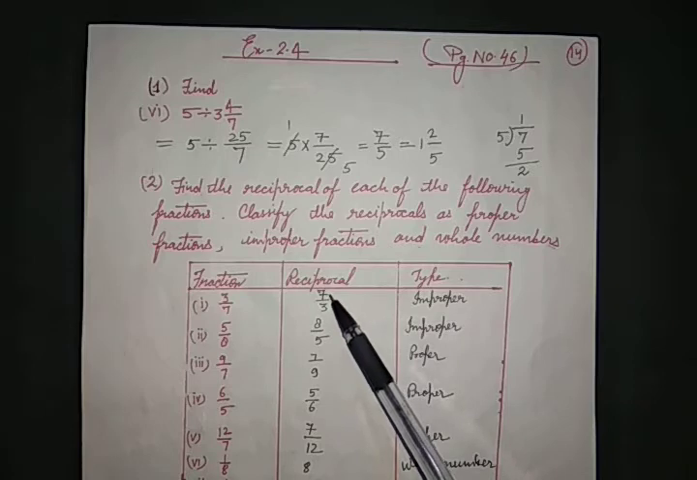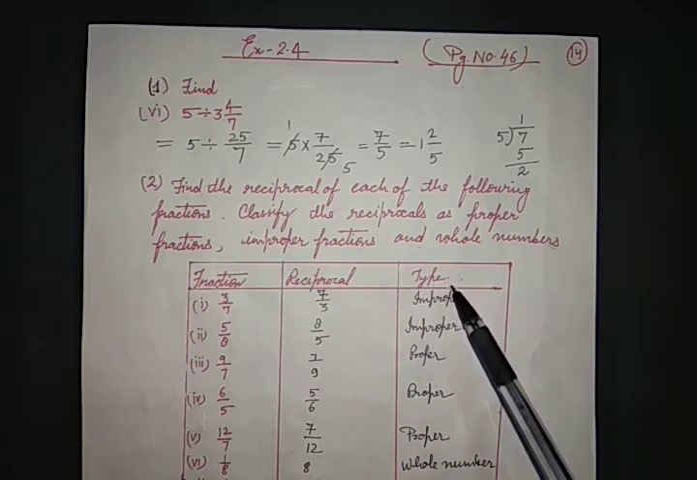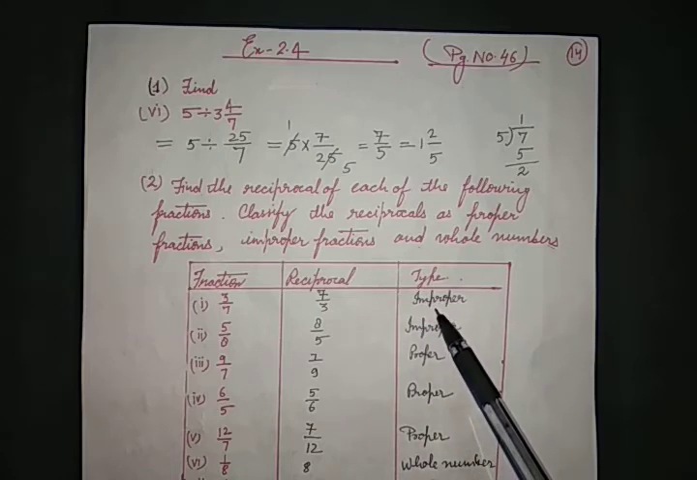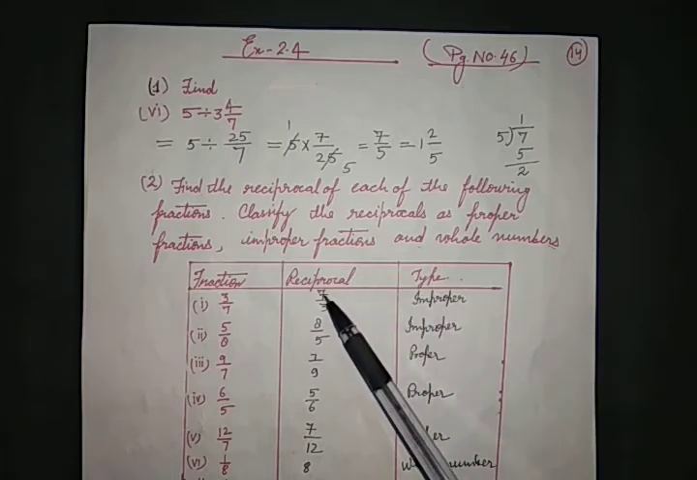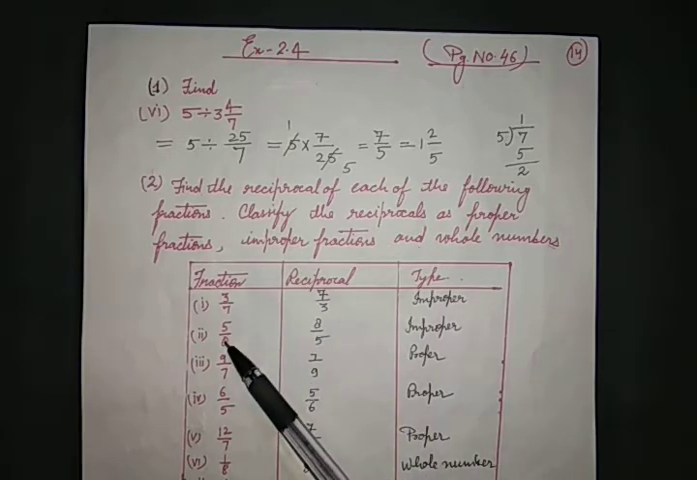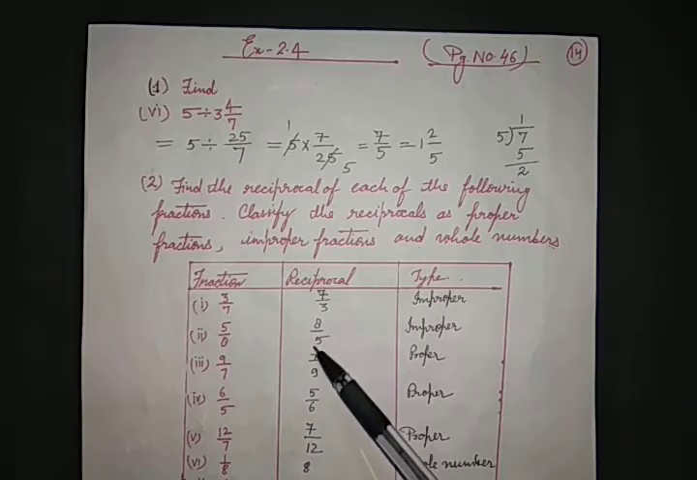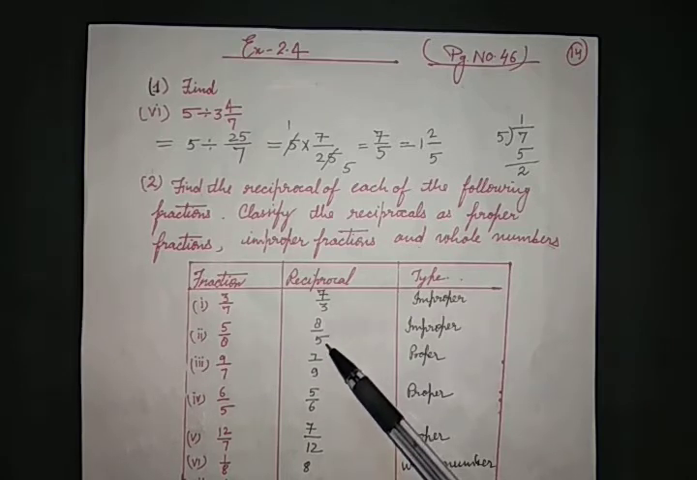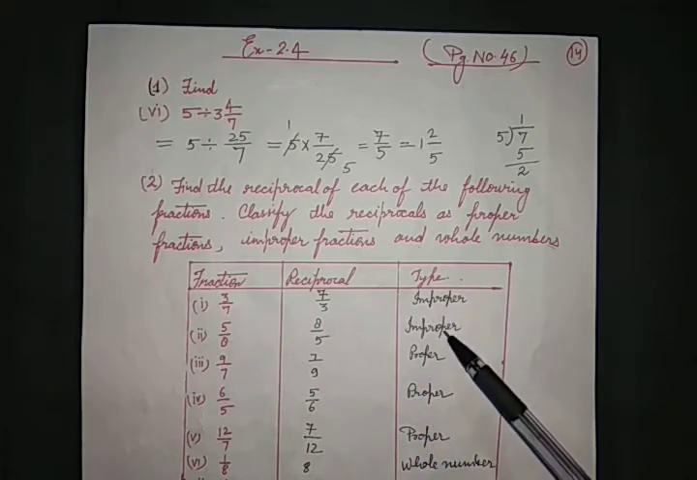And now, which type of fraction is it? It is an improper fraction. You know why? Because its numerator is greater than the denominator. Now see the next one. 5 upon 8. Reciprocal 8 upon 5. Numerator is greater than denominator. So it is improper.